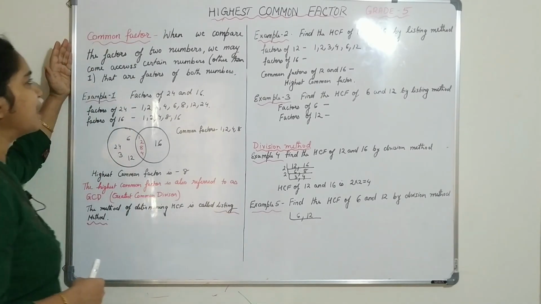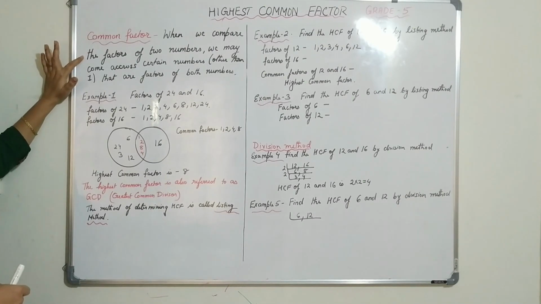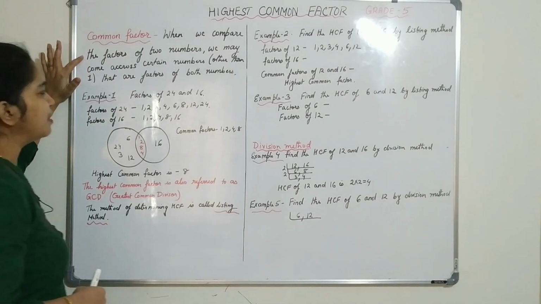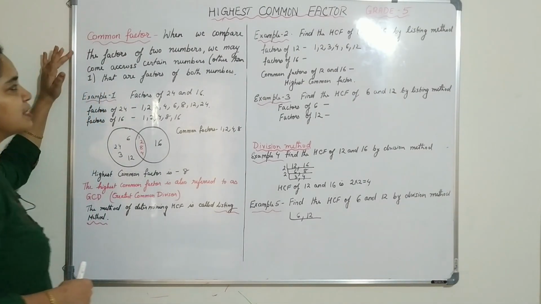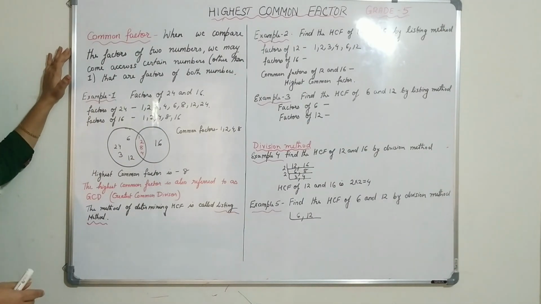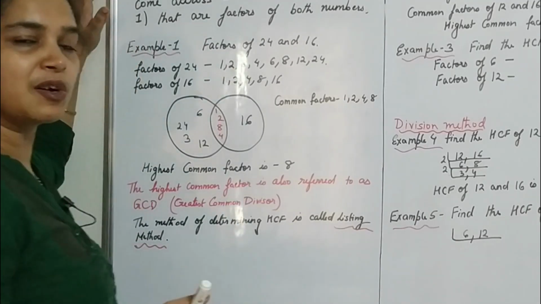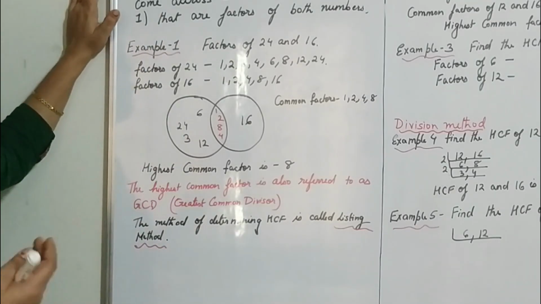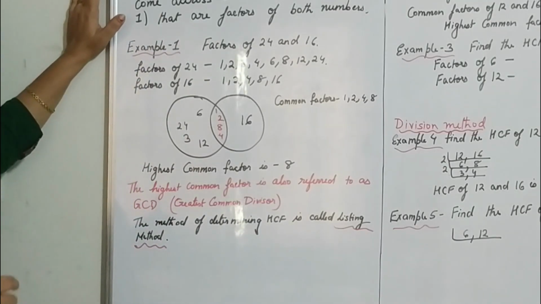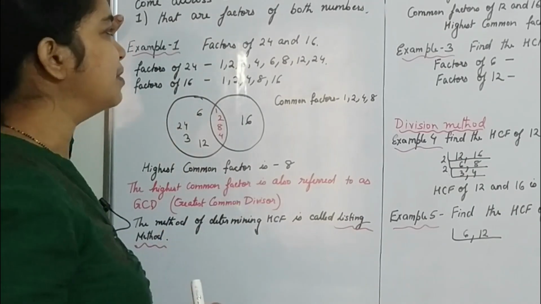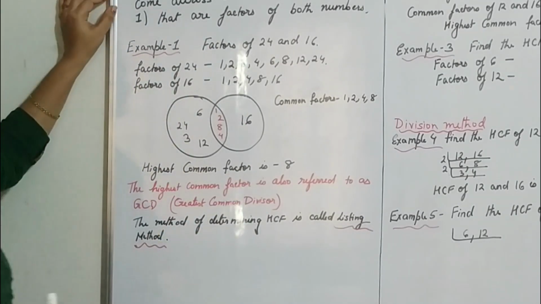What do you mean by common factor? When we compare the factors of two numbers, for example 24 and 16, we may come across certain numbers other than 1. So in 24 and 16 there are certain factors that are common between the two. What are they? They are 1, 2, 4 and 8. They are common between the two numbers and they are called the common factors.